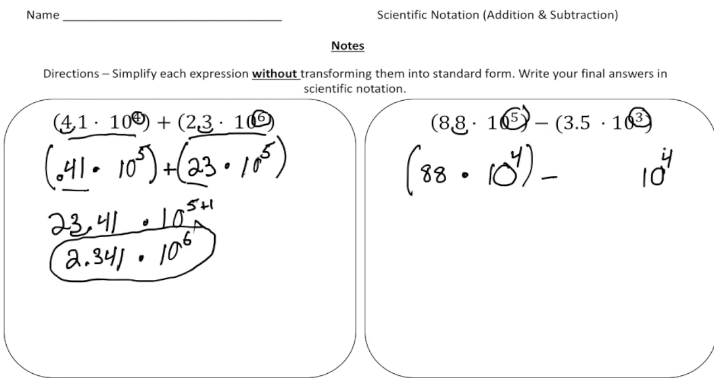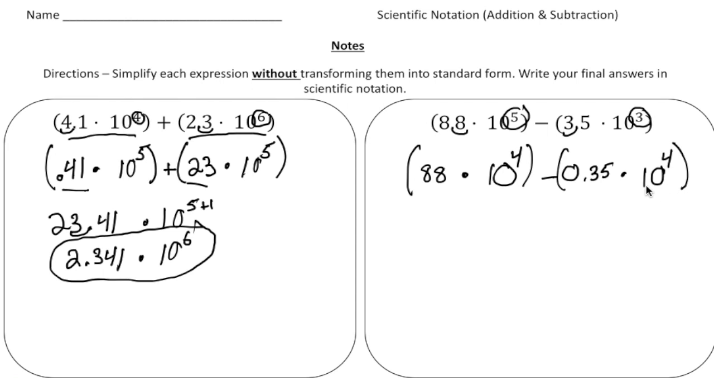minus. Now this time here we're going from 10 to the 3rd to 10 to the 4th. Okay, so we're multiplying this by 10. So to keep it balanced, we need to divide this one by 10. So this is going to equal 0.35 times 10 to the 4th.